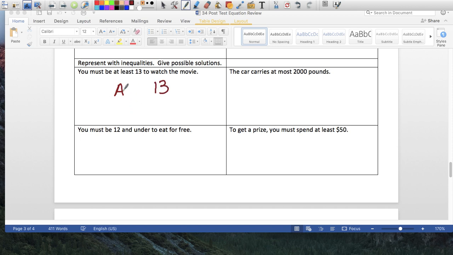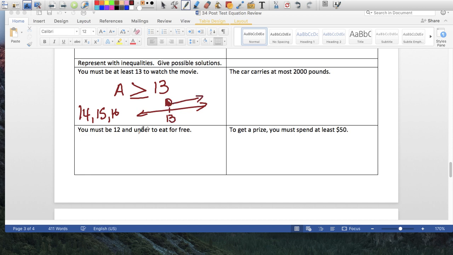So what does your age have to be in order to watch this movie? Your age has to be at least 13, which means it has to be greater than or equal to 13. At least 13 means that you can also be 13 and come watch the movie. So possible solutions: you could be 14, you could be 15, you could be 16. And if you were to graph this, the ages of the people who can watch this movie would be 13, and we're going to shade it over.